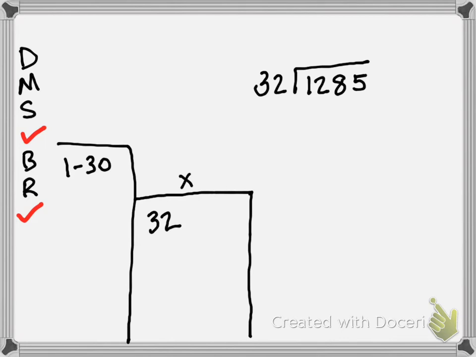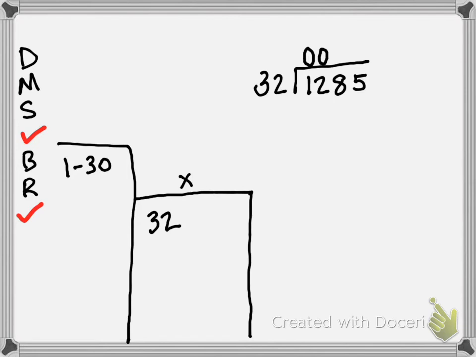So we start by dividing and asking ourselves, how many times can 32 go into 1? The answer is 0. We move on to thinking 12. How many times can 32 go into 12? It'll go in 0 times. And now we're thinking 128. How many times can 32 go into 128?